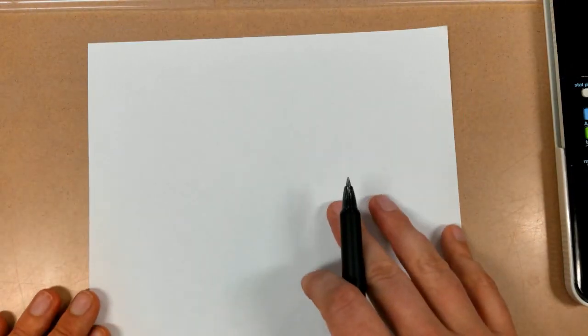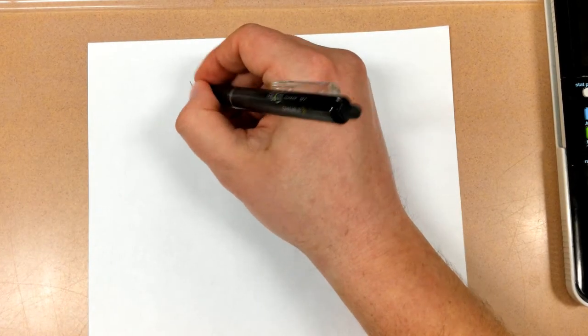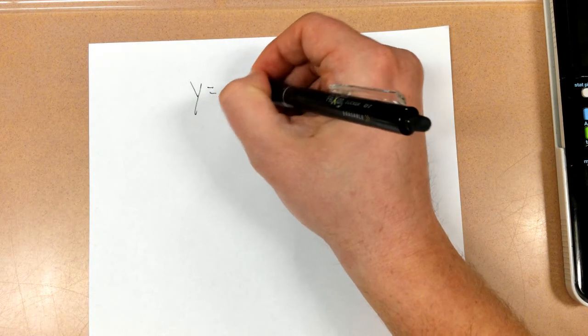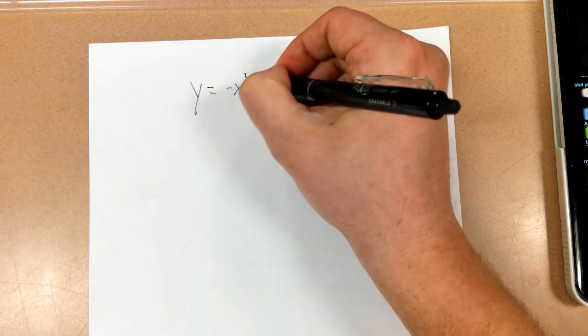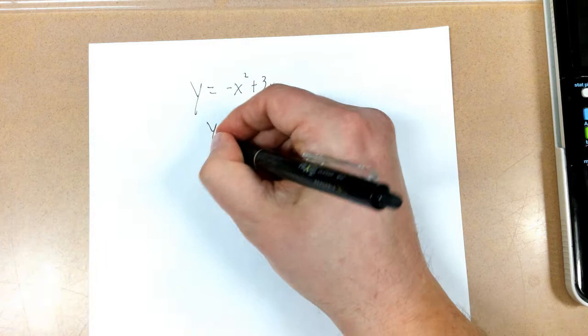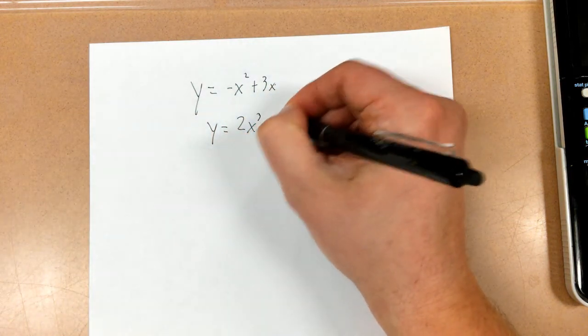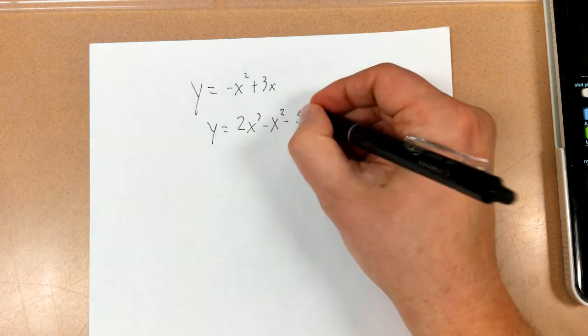And then the last situation that can occur is, what if the graphs change which one's on the top and which one's on the bottom? My example for that would be y equals negative x squared plus 3x, and y equals 2x cubed minus x squared minus 5x.